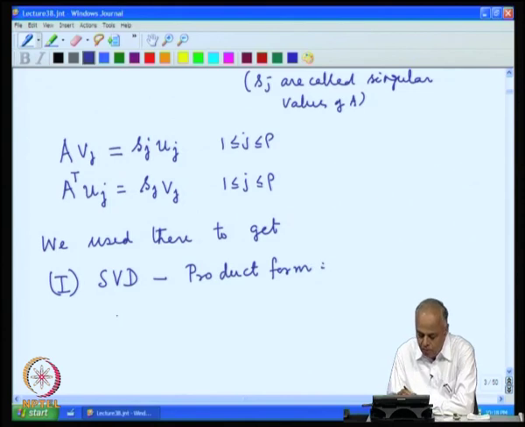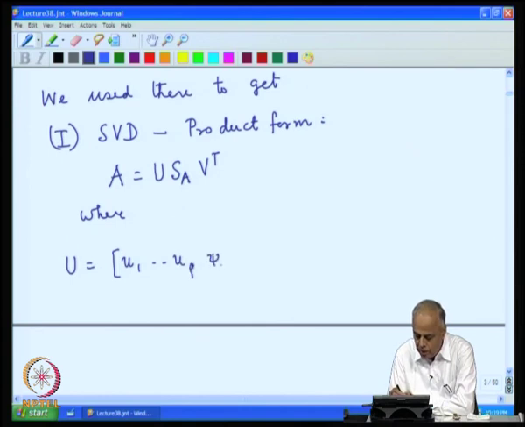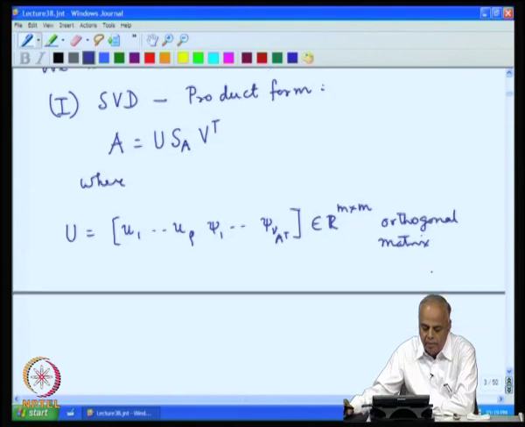What was the product form? We got A as U S V transpose, where U was the matrix whose columns were the basis for the R^m we chose, u_1 to u_rho, psi_1 to psi_nu(A transpose). These were the basis for the space R^m on the left side, and these were the orthonormal basis we chose. This is an m by m matrix, and since the columns are orthonormal, this becomes an orthogonal m by m matrix.